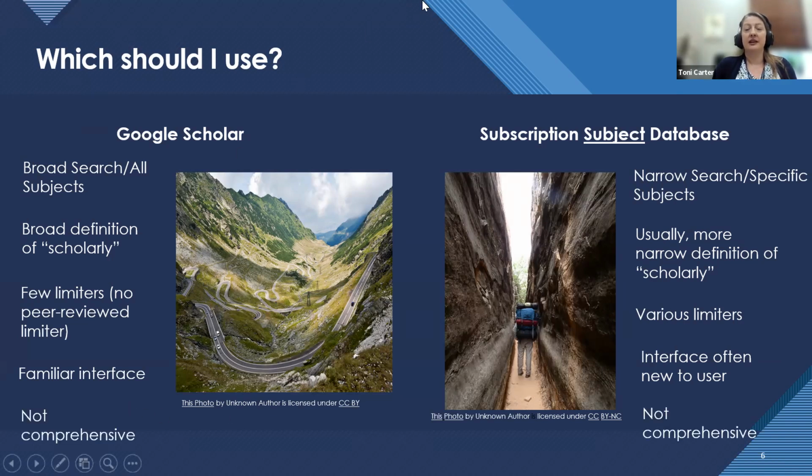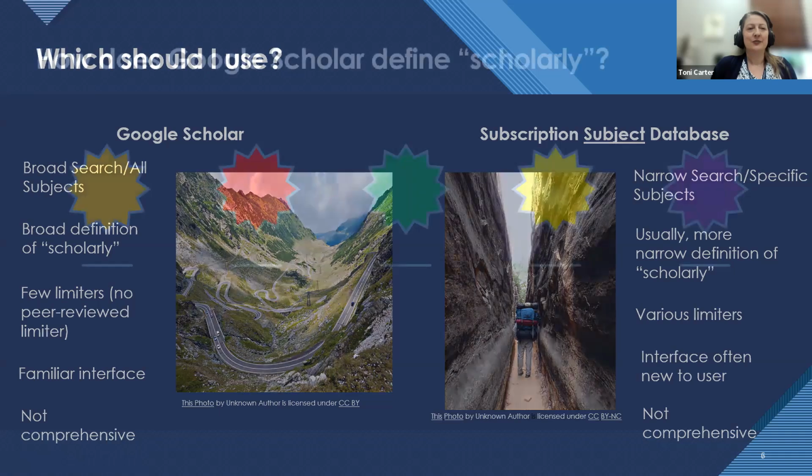And finally, neither one is comprehensive. So if you search Google Scholar, you may be missing things that are in the subject database. If you search a subject database, you could very well be missing things that are in Google Scholar. So I sort of use them in tandem, and I'll show you a little bit more of that.